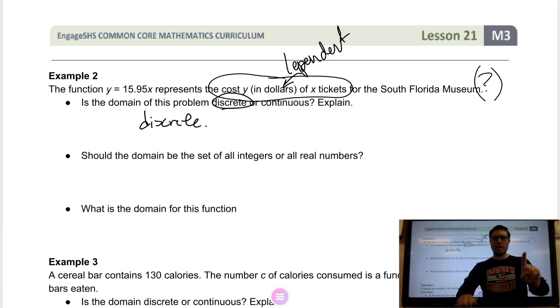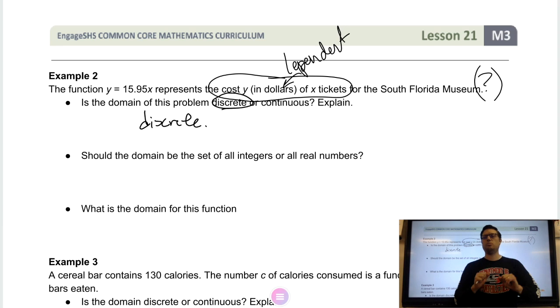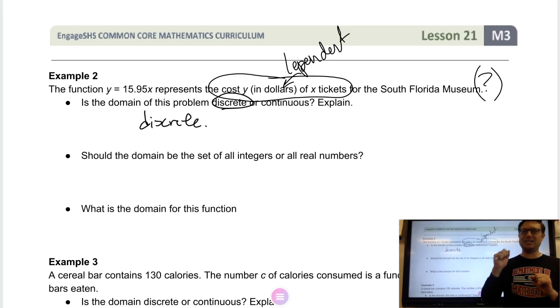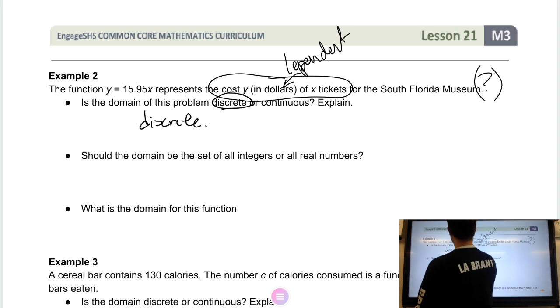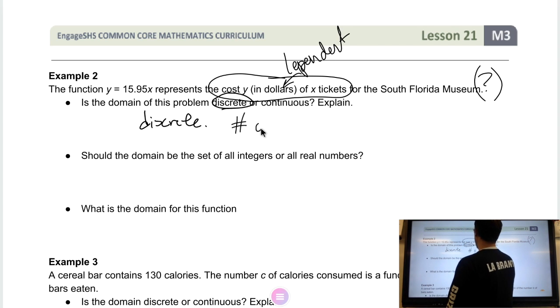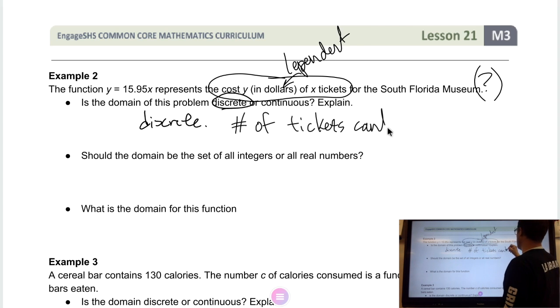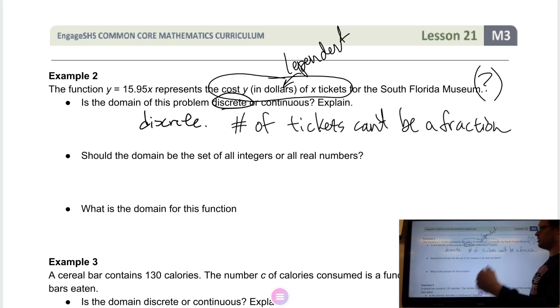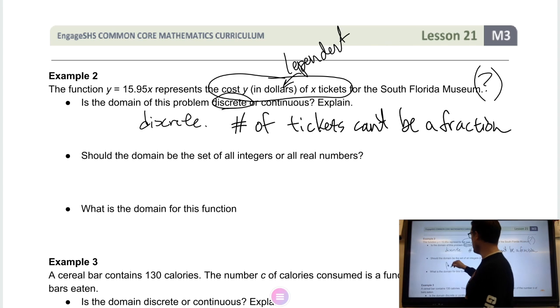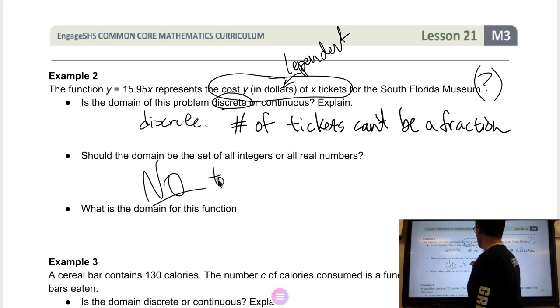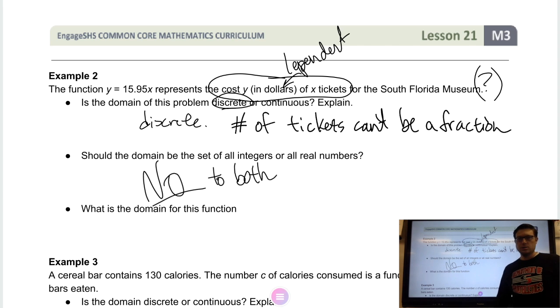The first ticket you buy is separate from the second ticket you buy. And so because they are definitely different, that means that the number of tickets can't, my writing's amazing, be a fraction. Yes, I know. You can't have a part of one. Should the domain be the set of all integers or all real numbers? I say no to both of those. No to both. It should actually be the set of all positive integers or all non-zero positive integers.